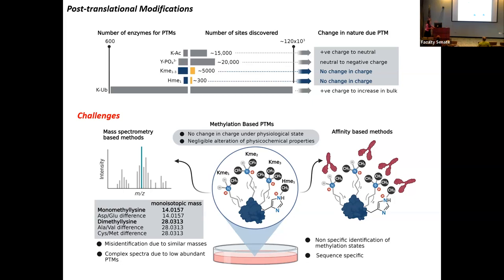Currently, mass spectrometry is used for that, but the mass difference between this modification and the difference between two amino acids is the same, so you cannot identify whether you see this 14 mass difference because of the modification or because it is just two different amino acids. Similarly, there are antibodies, but these antibodies are known only for particular sequences. So if there is a mutation which leads to disease, we do not have antibodies for that. In fact, these antibodies cannot differentiate one CH3 from two CH3 or three CH3 groups. So again, we need methods which are super selective for each one.